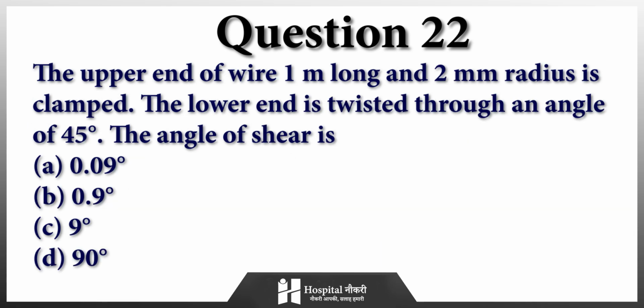Next question is, the upper end of the wire 1 meter long and 2 mm radius is clamped. The lower end is twisted through an angle of 45 degree. The angle of shear is 0.09 degree, 0.9 degree, 9 degree or 90 degree. Very interesting question. Correct option is 0.09 degree.